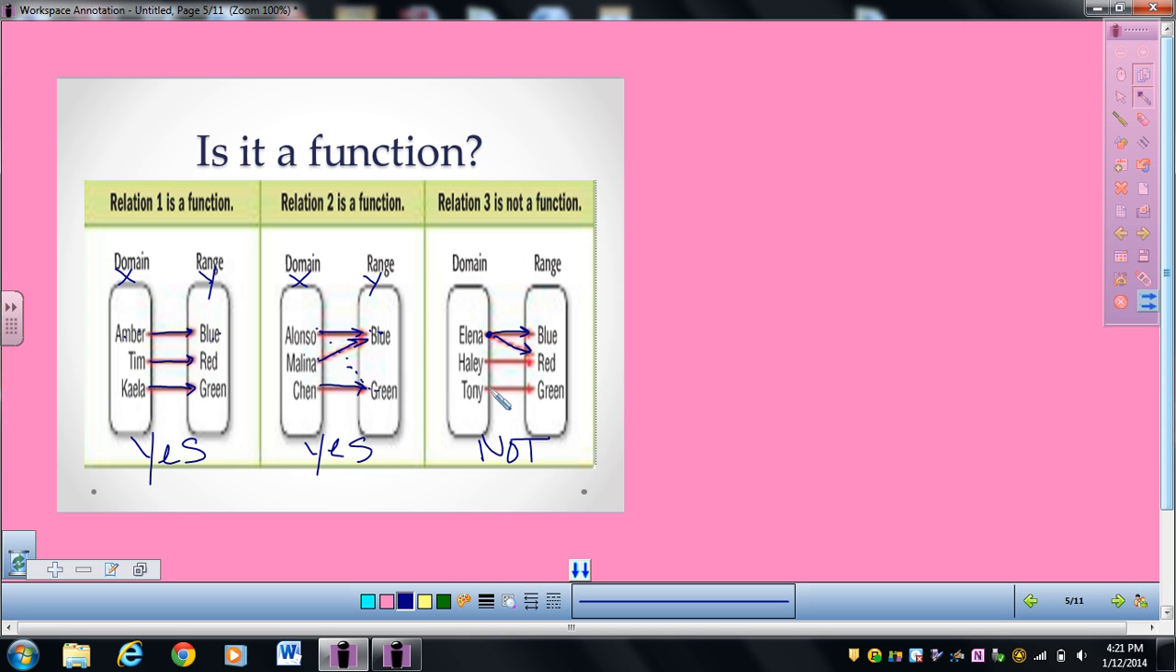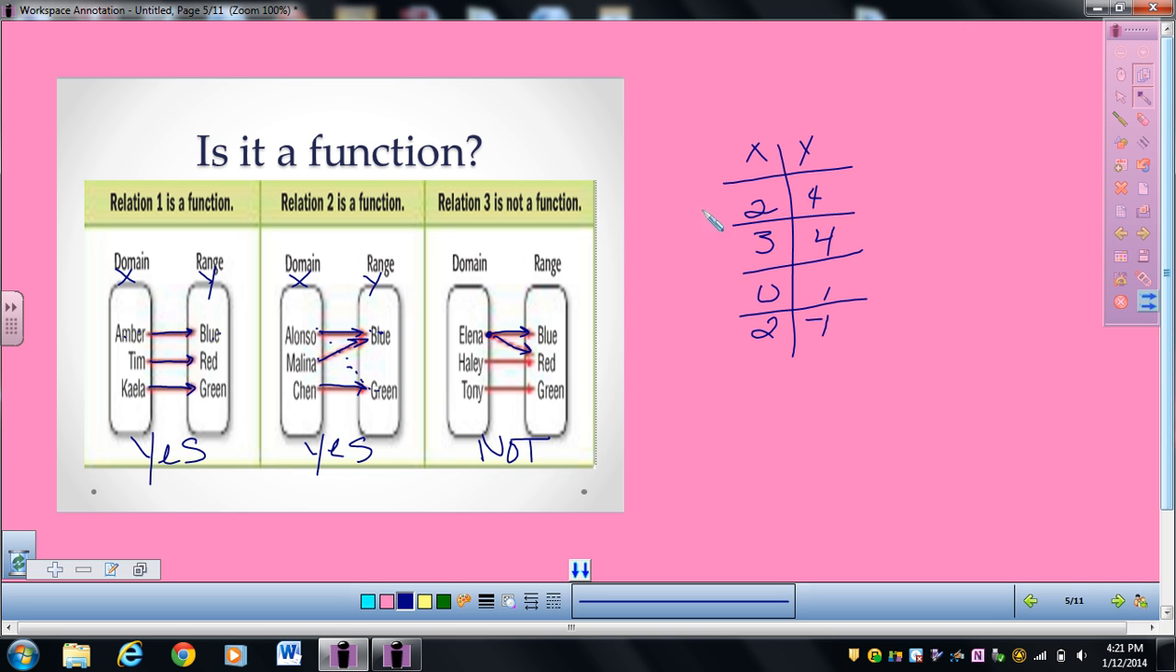Now Haley only has red and Tony only has green. If Elena only had blue, then it would be a function, but because she has blue and red, that makes it not a function. So if I were to have some x's and y's here, let's say I had 2 is 4, and 3 is 4, and 0 is 1, and 2 is -1.